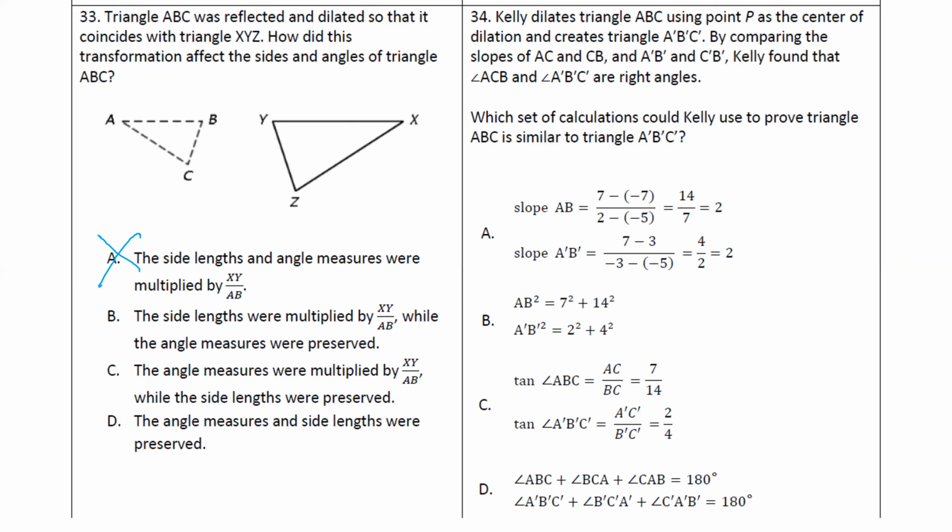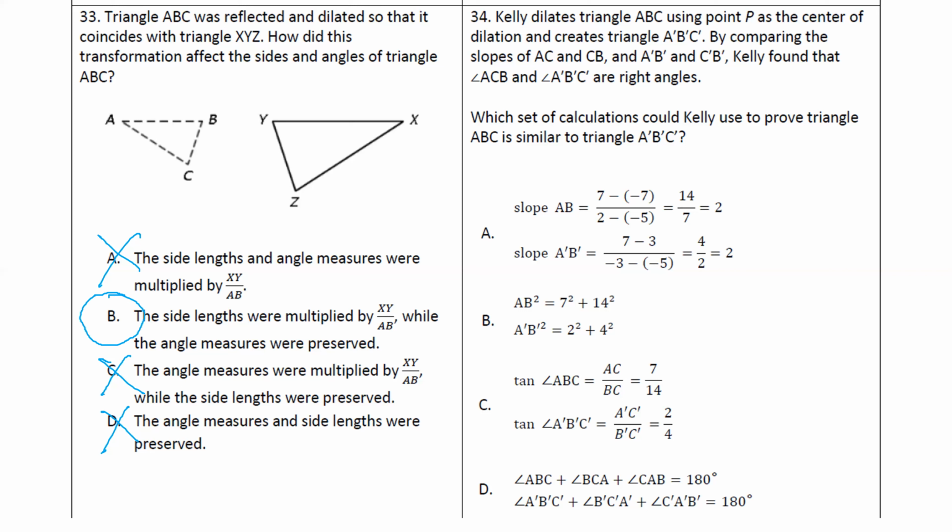C: the angles are multiplied by... nope, that's going to change our angle measures. That's not going to work. D: the angle measures and side lengths were preserved. Well, that'd be congruency, not similarity. So that's not D. The only one that works is B. I didn't even have to check the fraction because it's the only one that correctly has the side lengths being proportional and the angles being congruent. And that's what happens when you have a dilation. So B must be your answer.